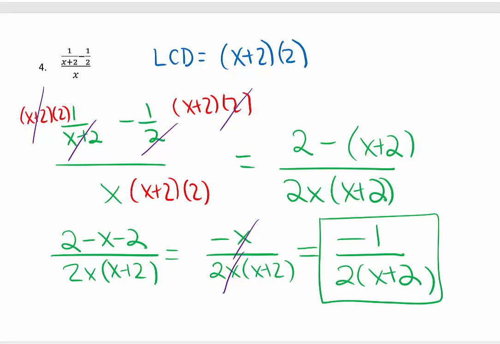So to summarize, in these problems, we find the LCD, and then we multiply every single term by that LCD. If you find the LCD correctly, you should actually be able to cancel all your denominators out, and you're left with something that is no longer a complex fraction.